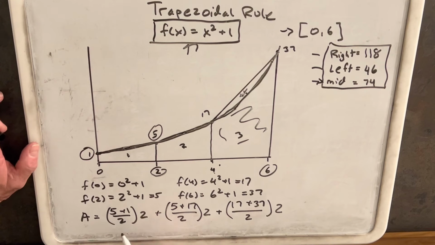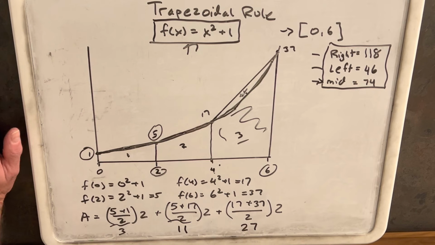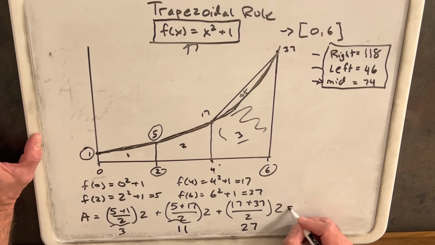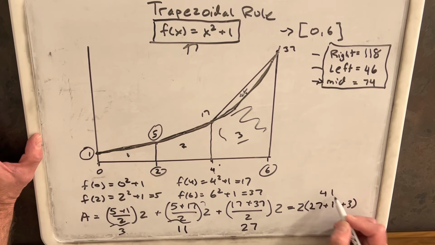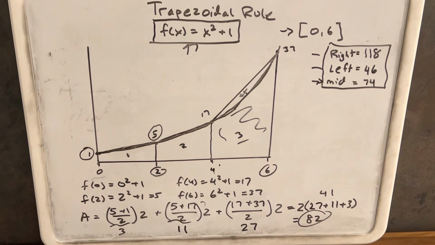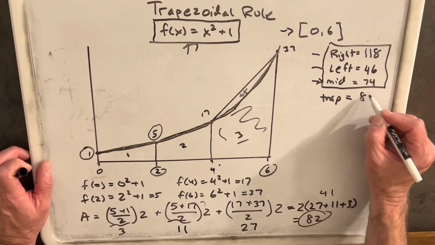Let's do each of these calculations. 6 divided by 2 is 3, 22 divided by 2 is 11, and 54 divided by 2 is 27. Is that right? Yeah, that's 27. For our final calculation, I'll factor a 2 out to make it a little easier. So we'll have 2 times 27 plus 11 plus 3, and this number is going to be 41. Yes, so we'll write in our little table here that our estimate for the area using trapezoids is going to be 82.